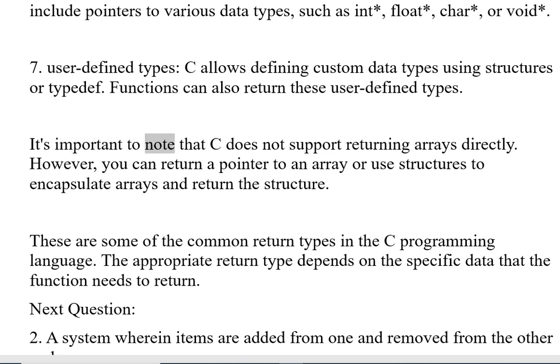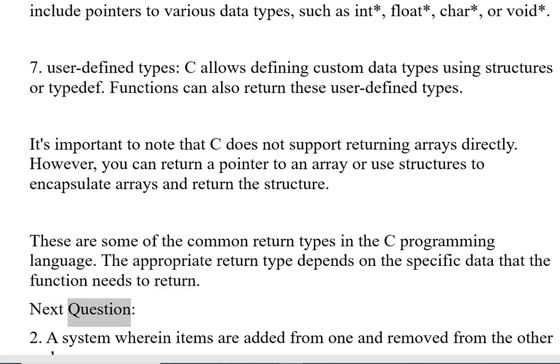It's important to note that C does not support returning arrays directly. However, you can return a pointer to an array or use structures to encapsulate arrays and return the structure. These are some of the common return types in the C programming language. The appropriate return type depends on the specific data that the function needs to return.